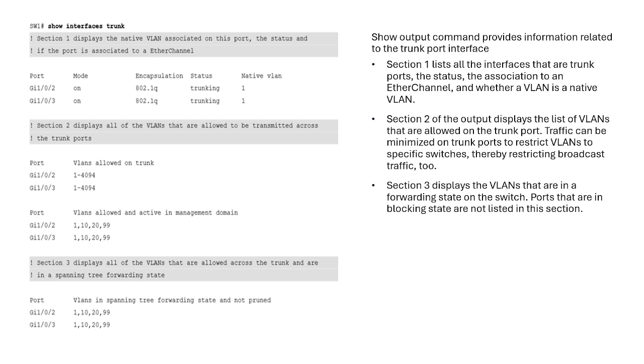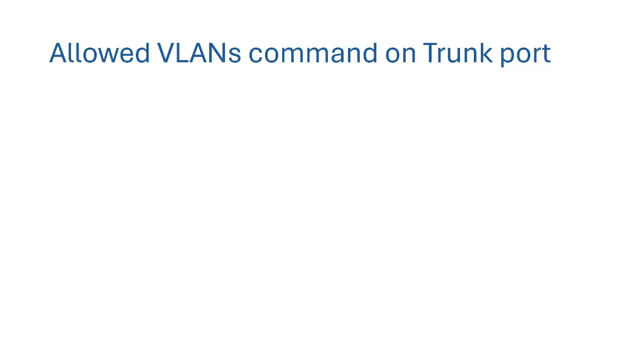Section 3 displays the VLANs that are in a forwarding state on the switch, right? Ports in blocking state are not listed. So all the information of the interface will be shown in the last section.